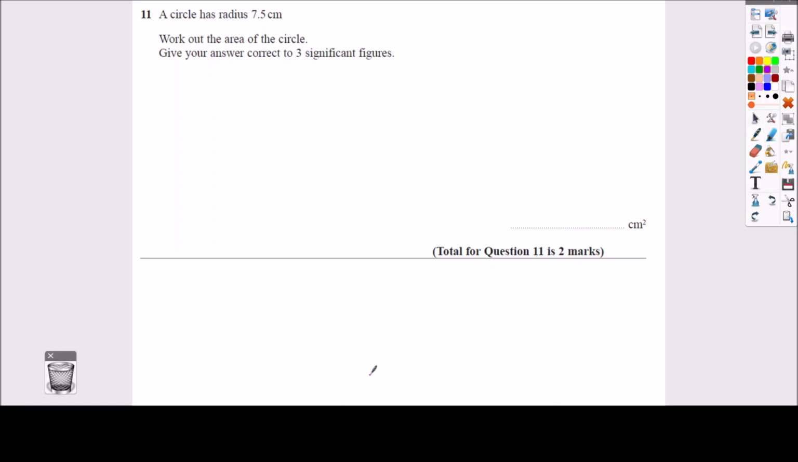Question 11. We've got to work out the area of a circle. Now, you need to have learnt the circle formulae. So I teach it as cottage pies delicious, apple pies are 2. So the first formula is for the circumference. If you're working out the length all the way around the outside of a circle, the circumference, it would be pi times the diameter. If you're working out the area, obviously the space inside the circle, it is pi times the radius squared.